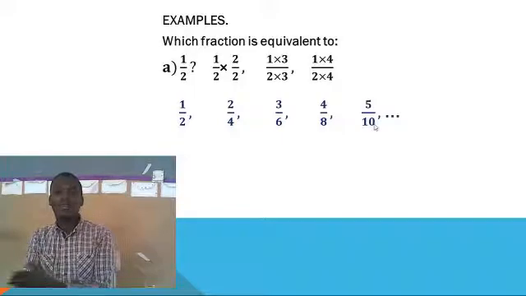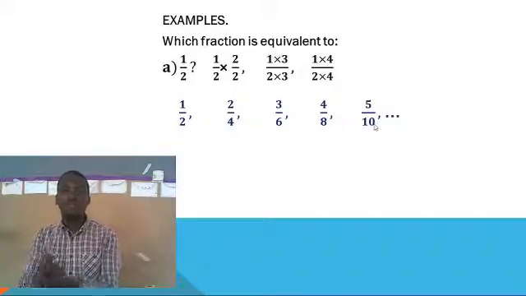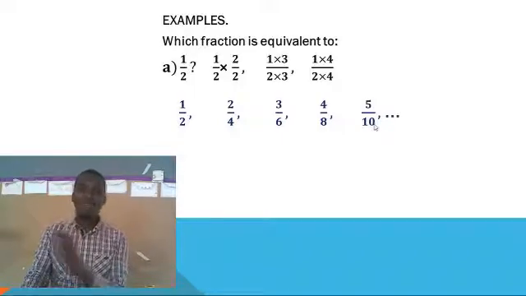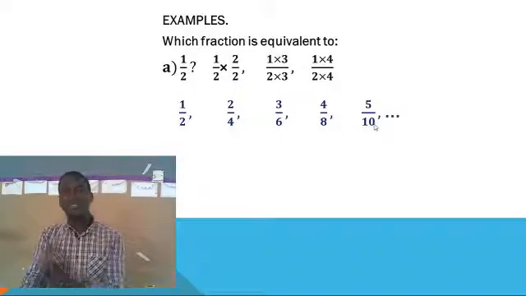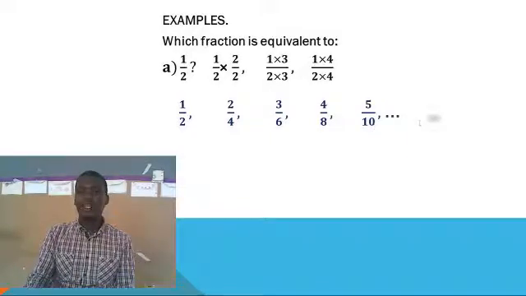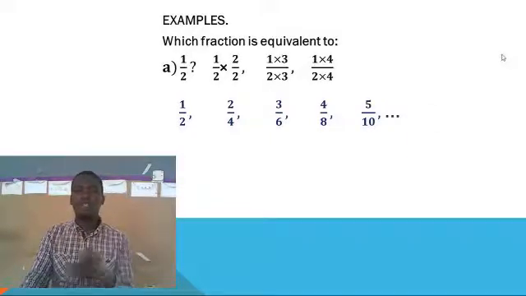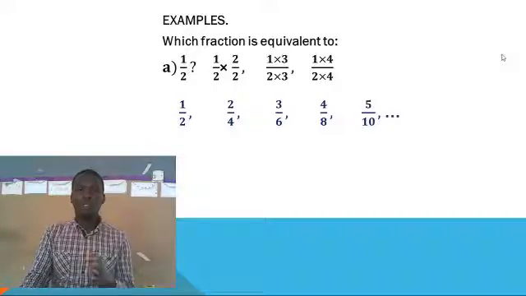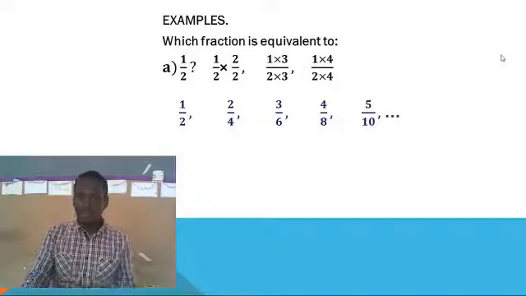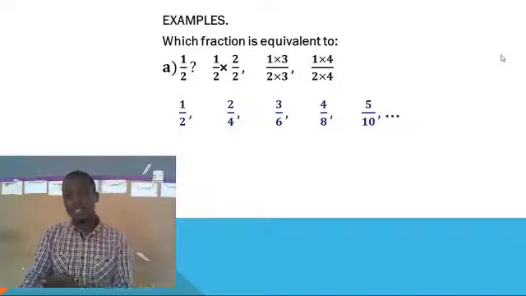1 times 2, 2 times 2. 1 times 3, 2 times 3. 1 times 4, 2 times 4. That gives us the answer. Let's take a look at the next one. So we are saying the equivalent fractions to half are 2 out of 4, 3 out of 6, 4 out of 8, 5 out of 10, and others.